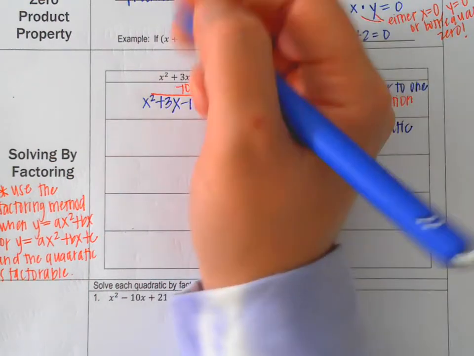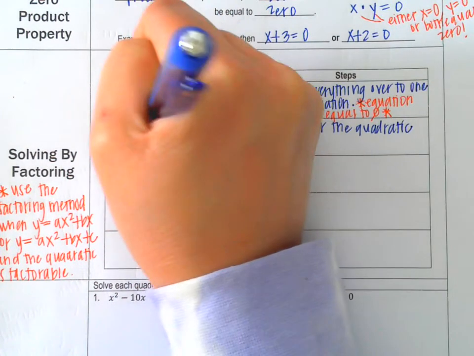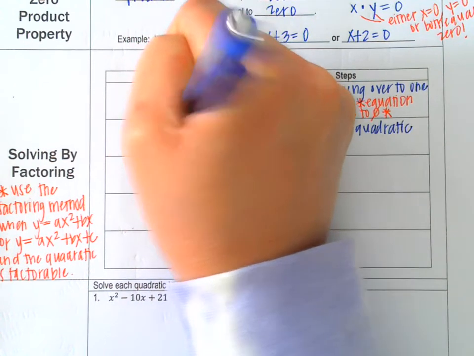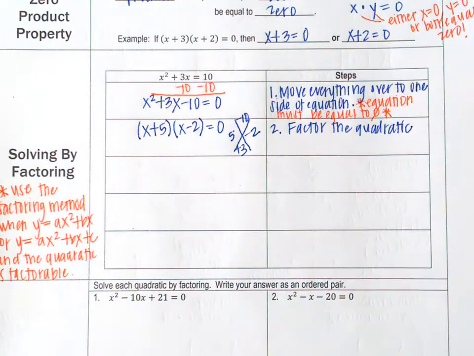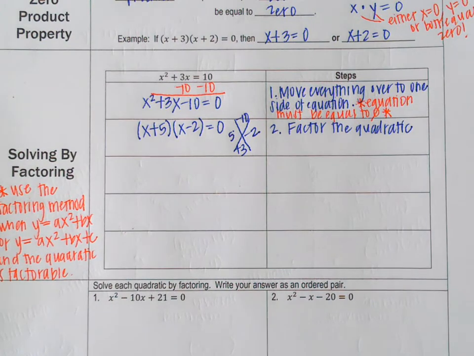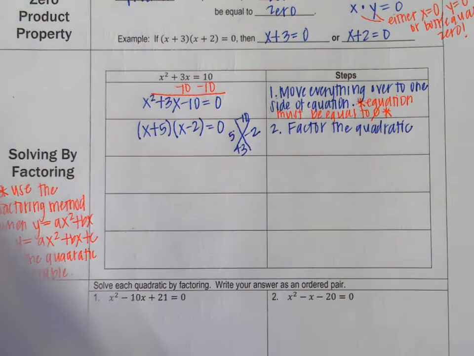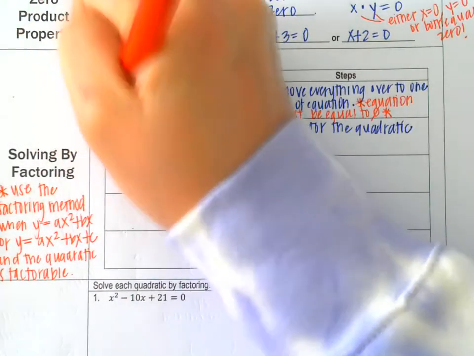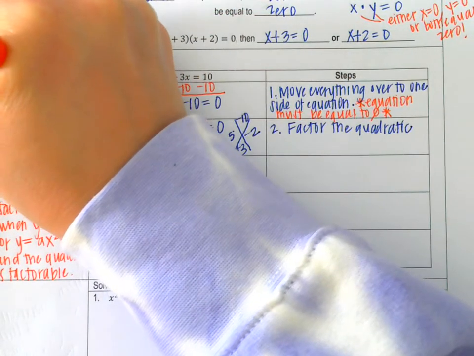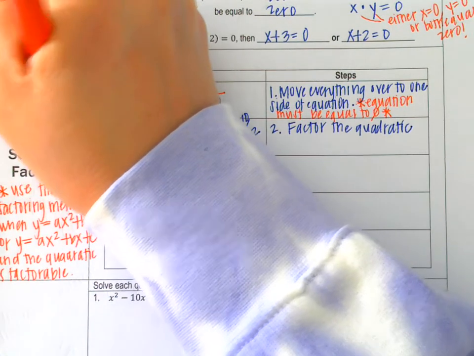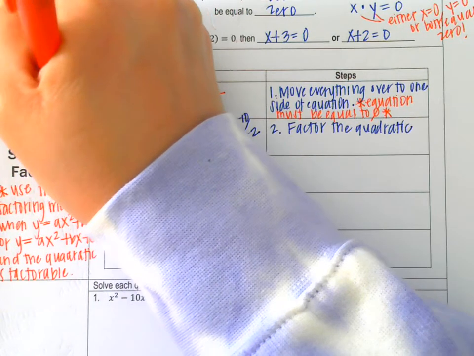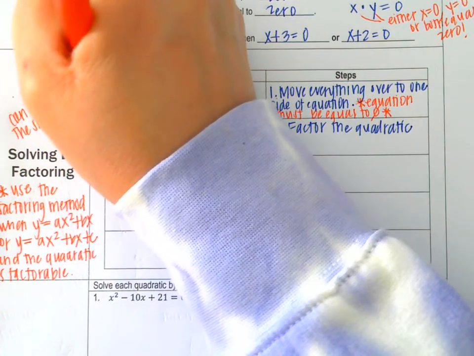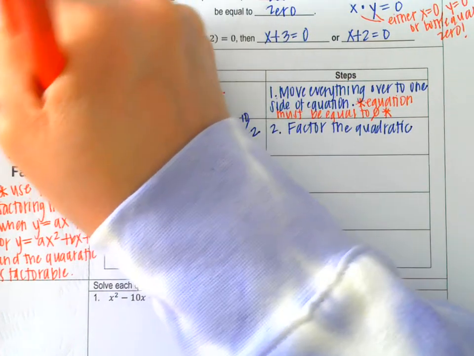So I can factor it to be x plus 5, x minus 2 still equals 0. Okay, then once it's factored, now actually I'm going to write a little note. We can only use the shortcut because a equals 1.